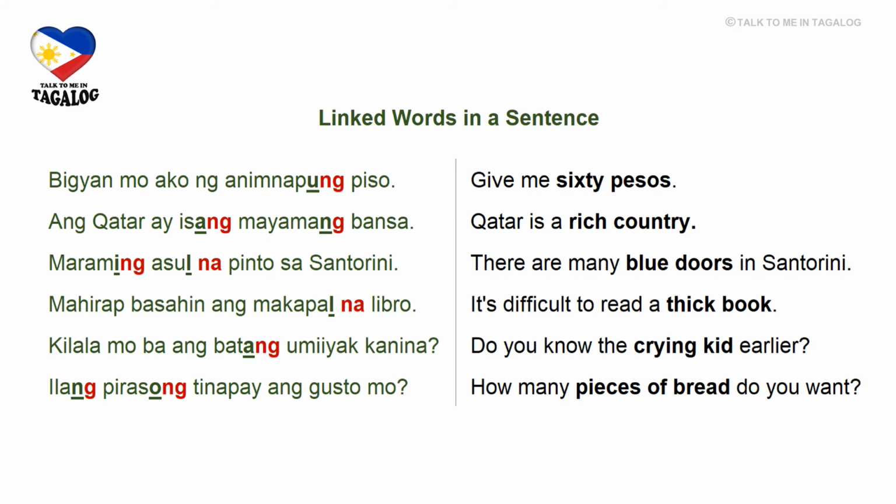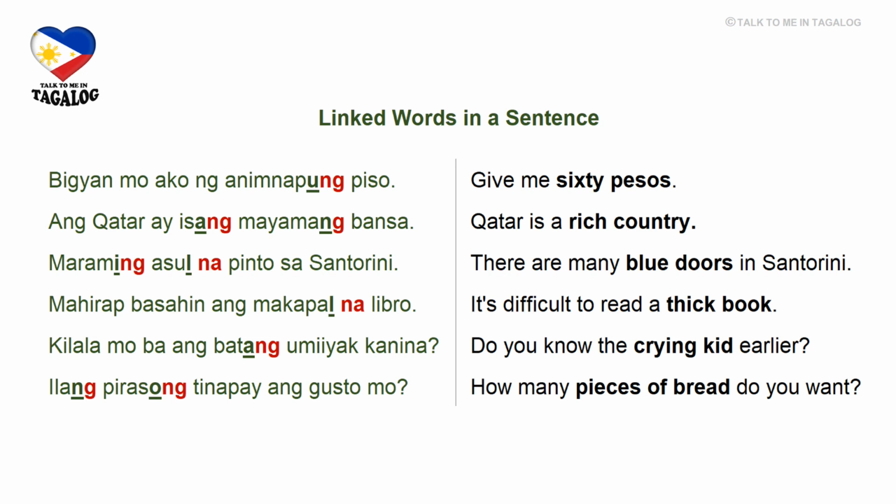Kilala mo ba ang batang umiiyak kanina? Kilala means to know. Bata is kid or child. Umiiyak means crying, and kanina is earlier. Kilala mo ba ang batang umiiyak kanina? Do you know the crying kid earlier?